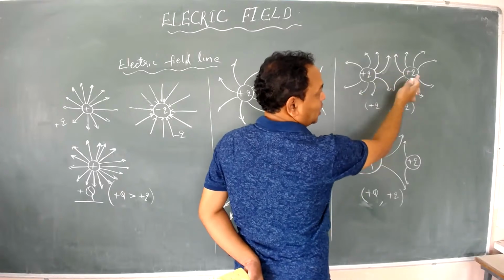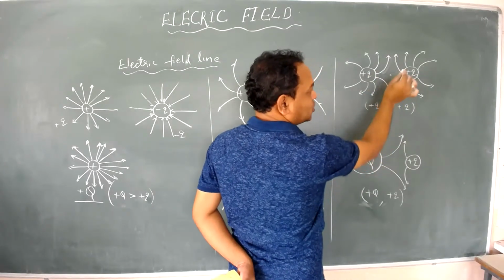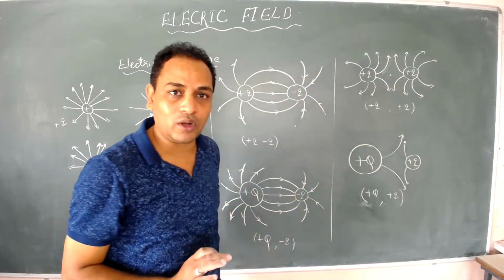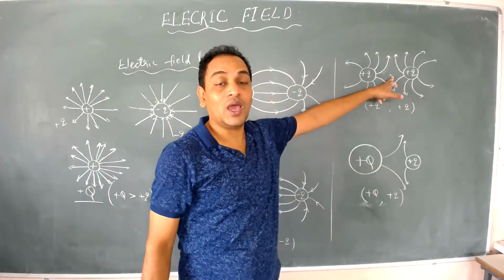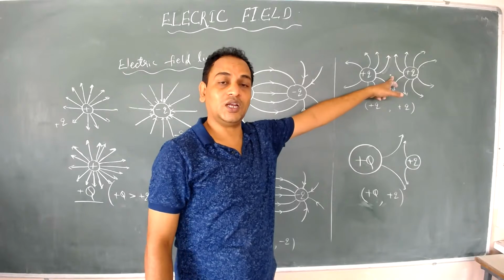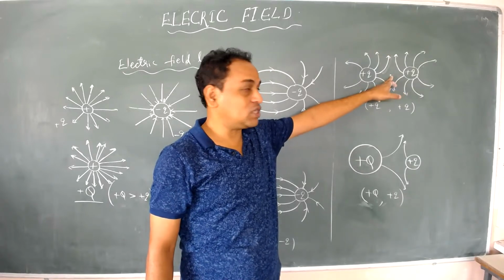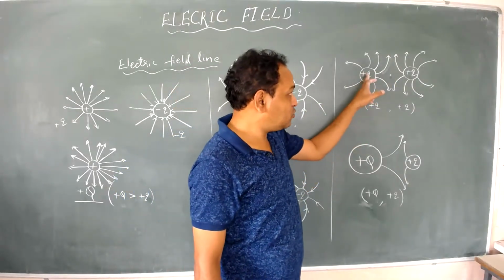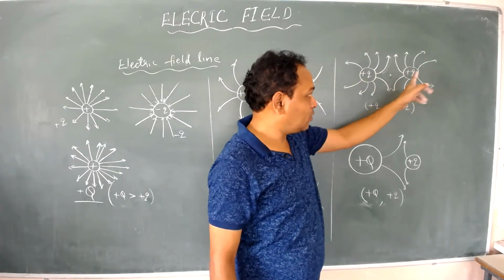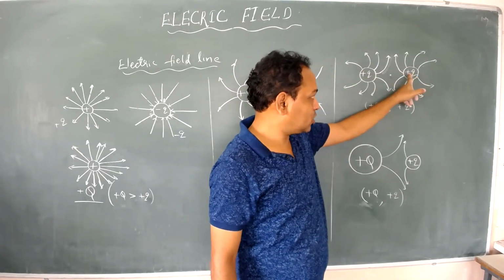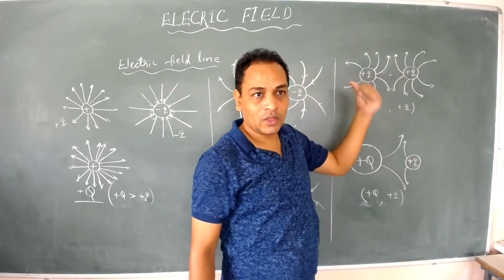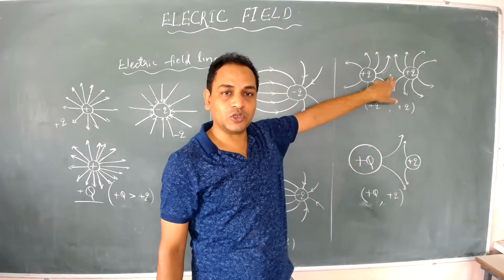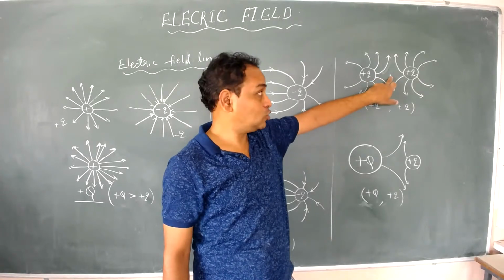Suppose both charges are equal, then the null point will be at the center, that means at the midpoint between these two charges. What is the null point? The null point is the point at which the electric field intensity is 0, or the net electric field intensity is 0. It means if you consider a unit positive test charge here, it won't experience any force. Why? Because if this charge acts with a force on it in this direction, the same amount of force is experienced due to the other charge in the opposite direction. Both get cancelled, and we can say that the net force acting on the unit positive test charge at this point is 0. That is called the null point.